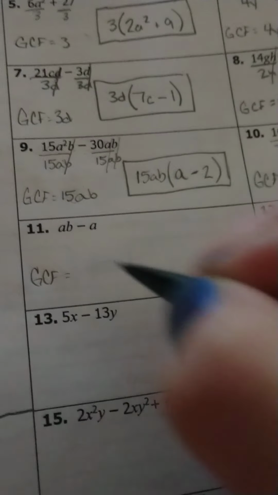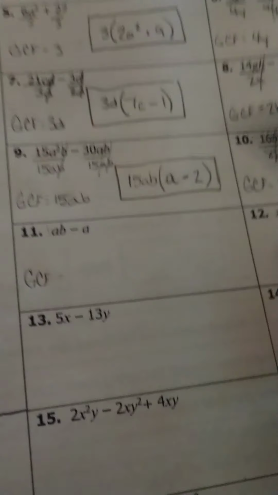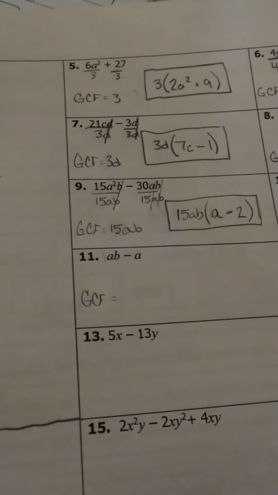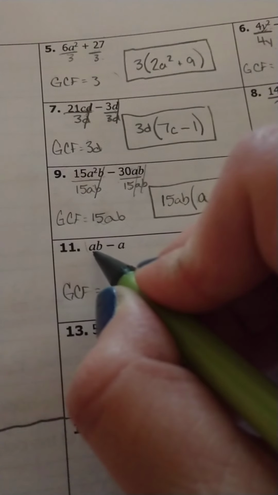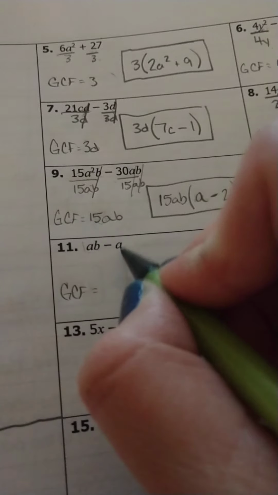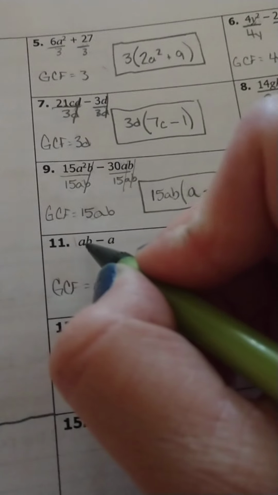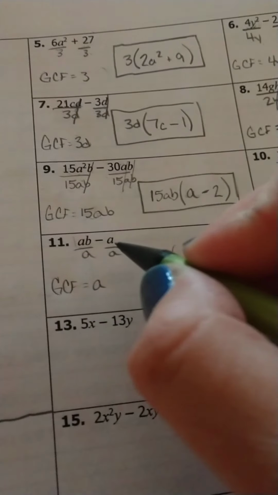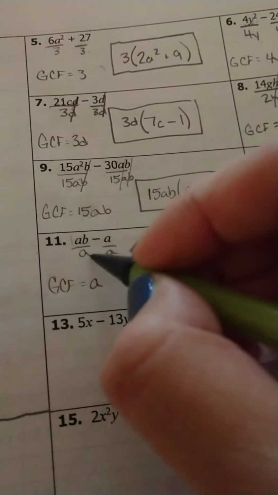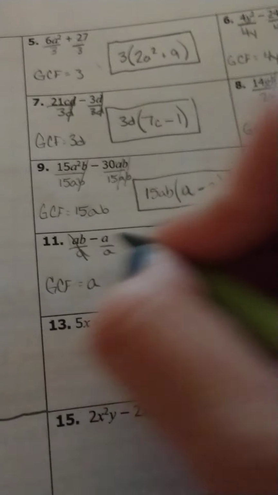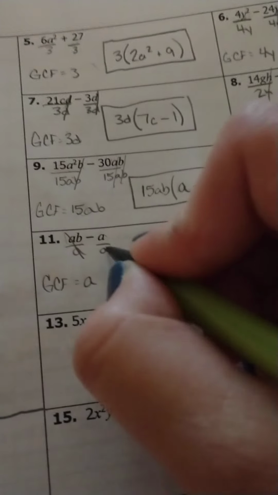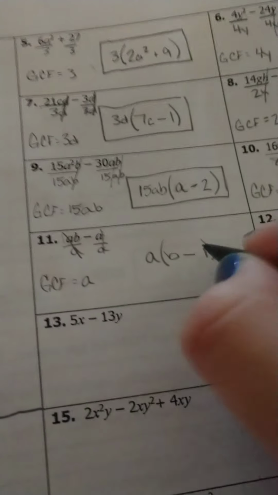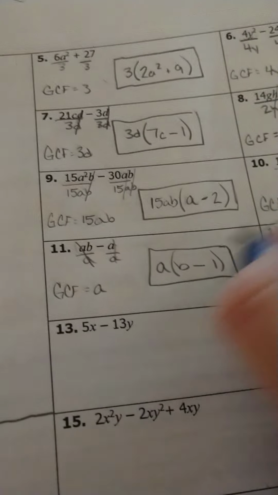All right, 11. GCF. I have no numbers on this one. Did you notice that? I've got a 1 and a 1. So no numbers are going to make a difference on this one. So now you're just looking at your variables. I've got an A, B, and an A. Well, they have an A in common. So I'm going to divide both by an A, put my A out front. AB divided by A is just B, because our A's cancel. Minus A divided by A is 1, because they cancel. So A, parentheses, B minus 1.